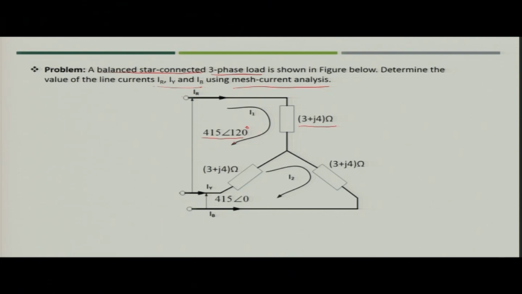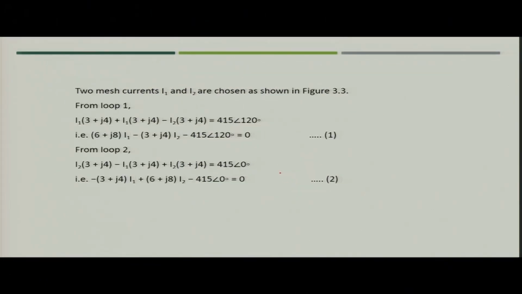So, we will have essentially two meshes which we can create. Say, let us say that in this particular mesh current is flowing as I1, and in this mesh current is flowing as I2. So, now the two mesh currents you can use and apply KVLs for both of the loops.